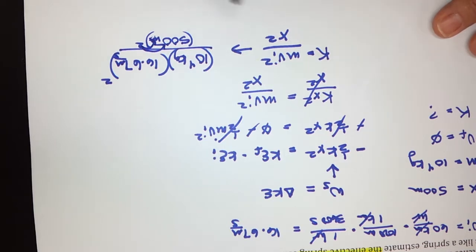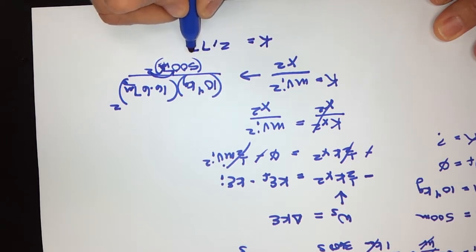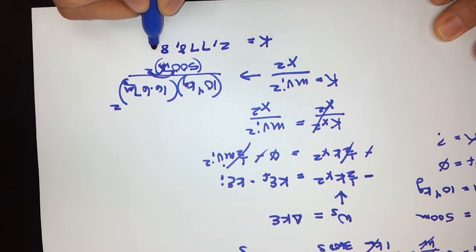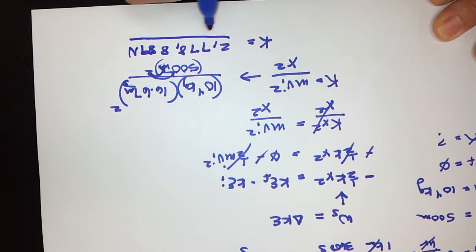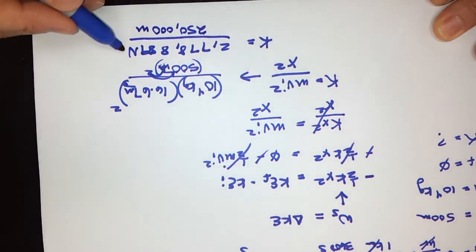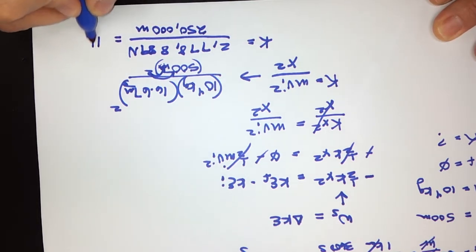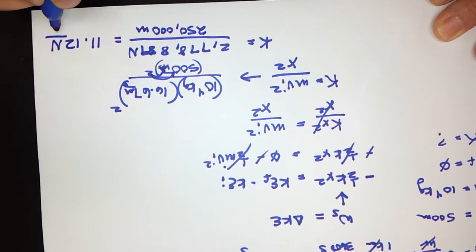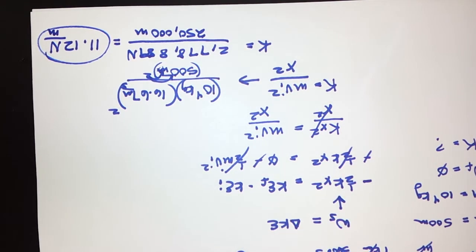All right, so when I do this, I get k equals 2,778,889 newtons divided by 250,000 meters. Newton per meter is our unit for k. When I divide that out, I have a positive 11.12 newtons per meter, and that is what the spring constant of Spiderman's web would be in order for this scenario to be valid.